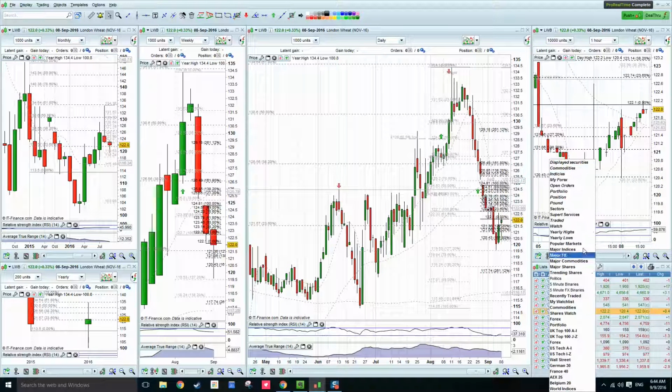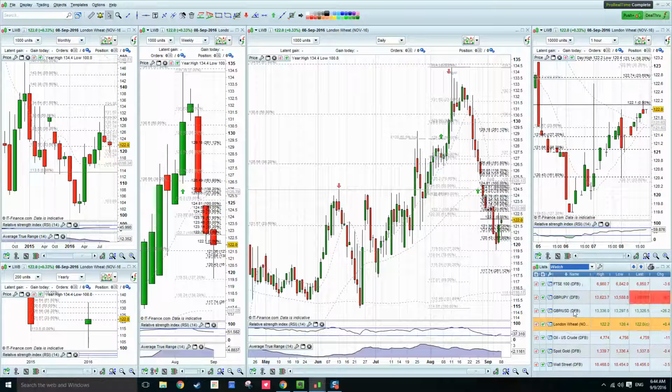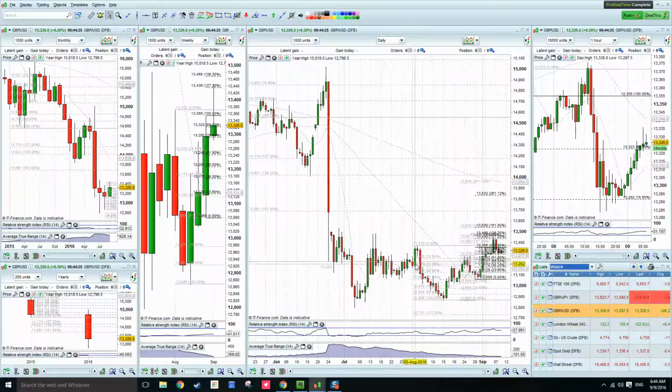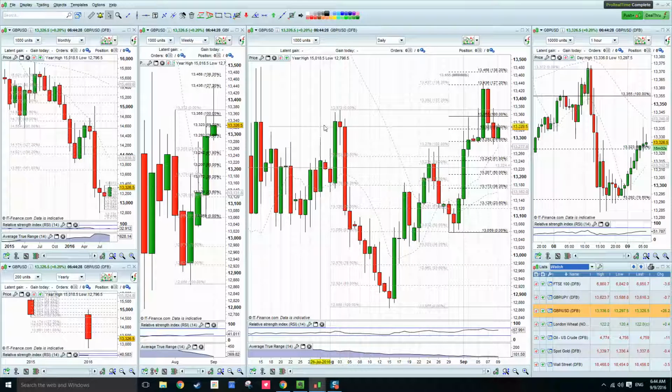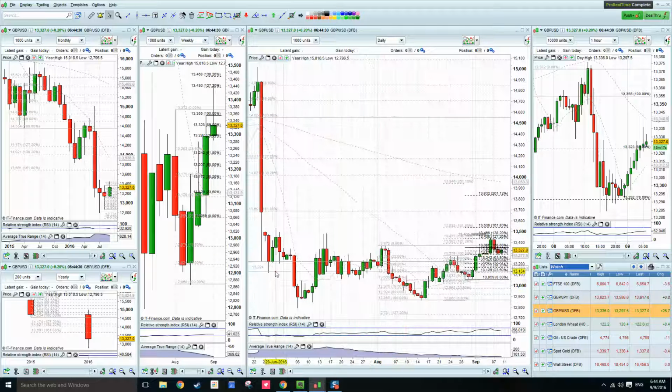Let's have a look at the currency, see what's been happening there. This is against the Deutsche Mark, and you can see we've had this run up in the pound since the 16th of August. Now we are seeing some retracement back down below the Brexit levels here, which is 13.224 against the Deutsche Mark.